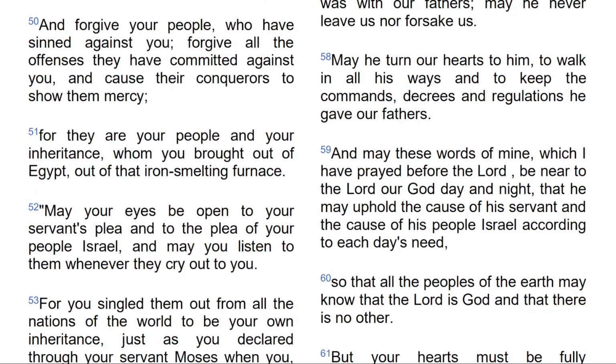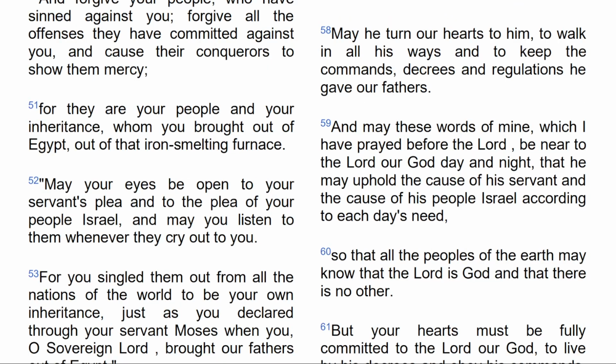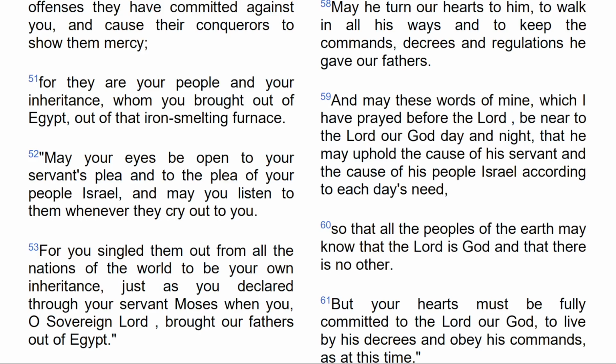Forgive all the offenses they have committed against you, and cause their conquerors to show them mercy. For they are your people and your inheritance, whom you brought out of Egypt, out of that iron smelting furnace.